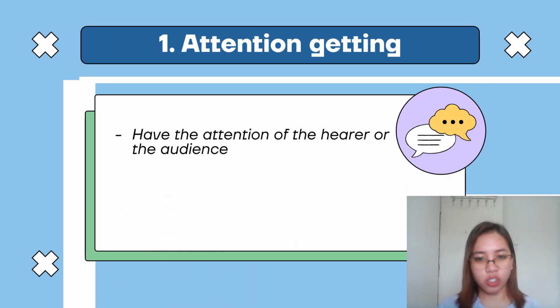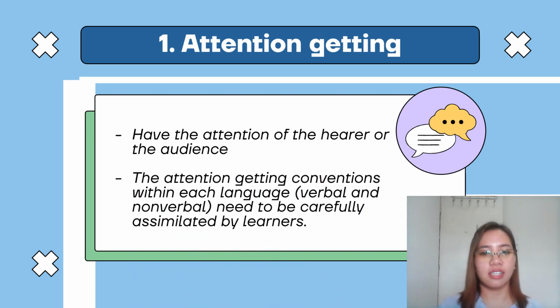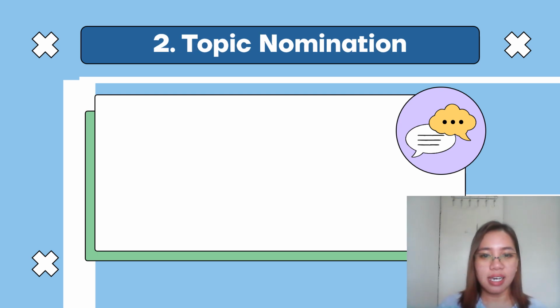So have the attention of the hearer or the audience, and the attention getting conventions within each language, the verbal and nonverbal, need to be carefully assimilated by learners. So, without knowledge and use of conventions, second language learners may be reluctant to participate in a conversation because of their own inhibitions. The second rule is topic nomination.